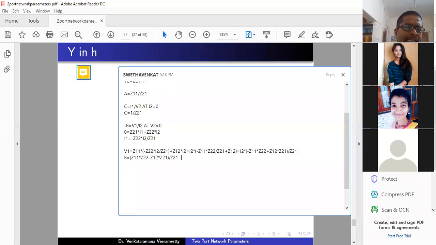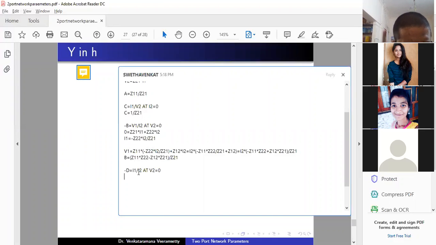Now we need to concentrate on the D. So what is the definition of the D? D equal to minus I1 by I2, at V2 equal to 0. Good. At V2 equal to 0, right?